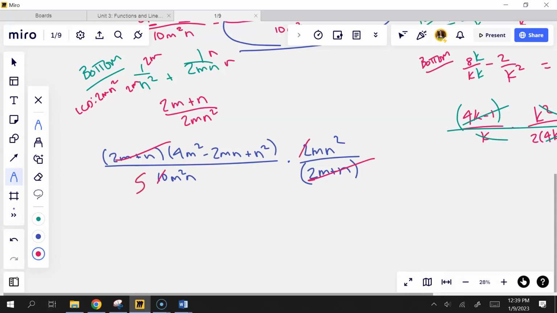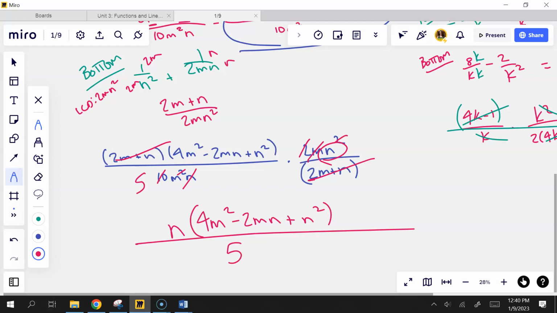This and this with a 5, and then one of the m's, one of the n's. So up top, I have 4m squared minus 2mn plus n squared. But I still got that n that's up there, right? I still got 1 over 5m. That was fun.